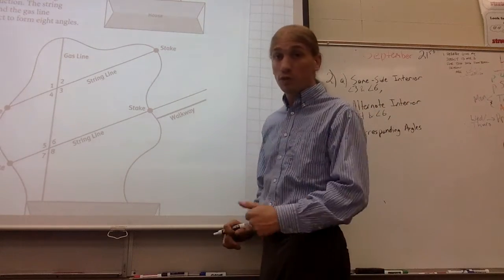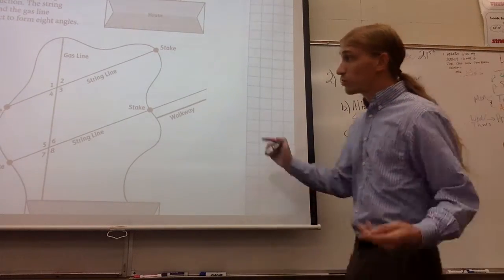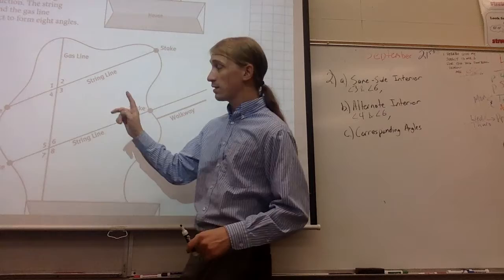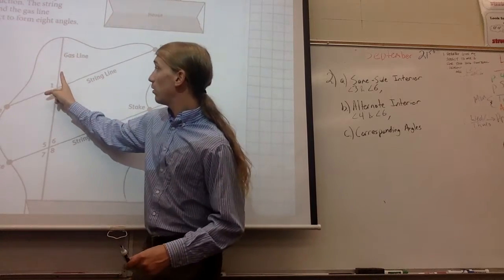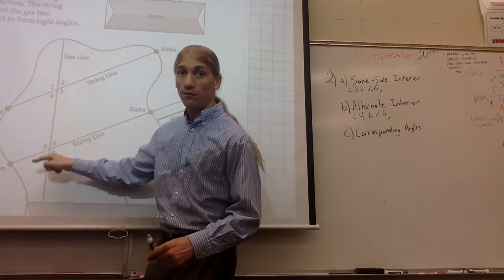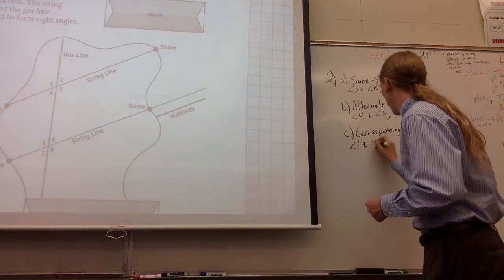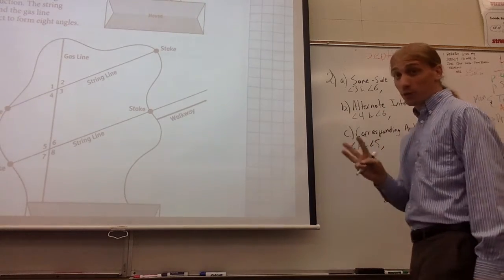An example then of corresponding angles for part C, there's actually going to be 4 types. So one such example of corresponding angles that face kind of the same way, I would say angle 1 here and angle 5. Angle 1 and 5, they're corresponding angles. So angle 1 and angle 5. Once again, there are 3 more examples.